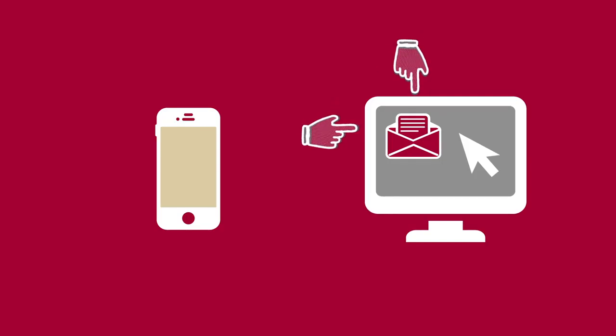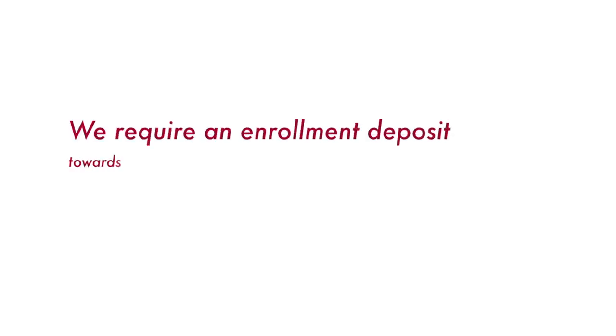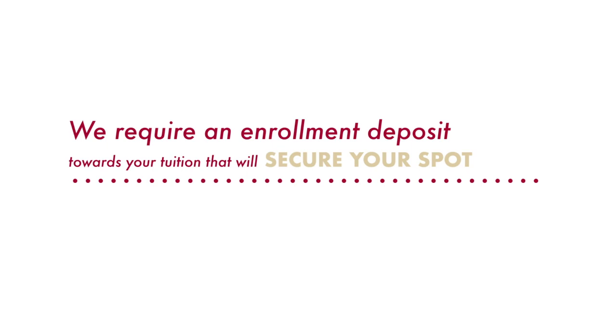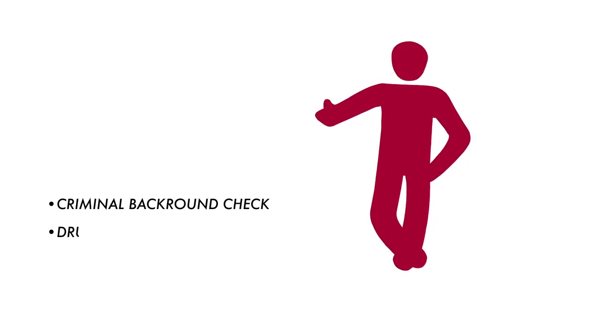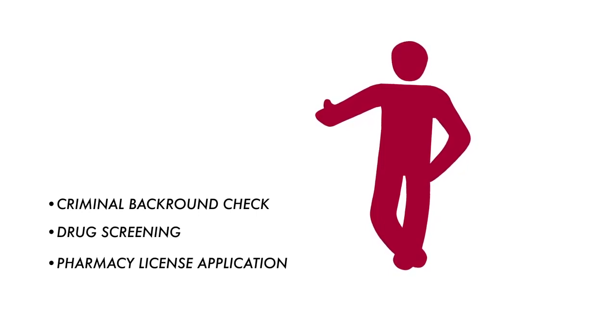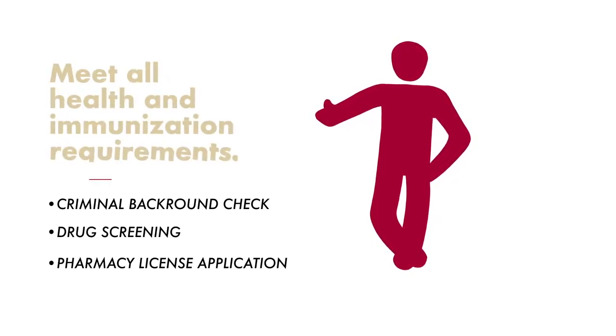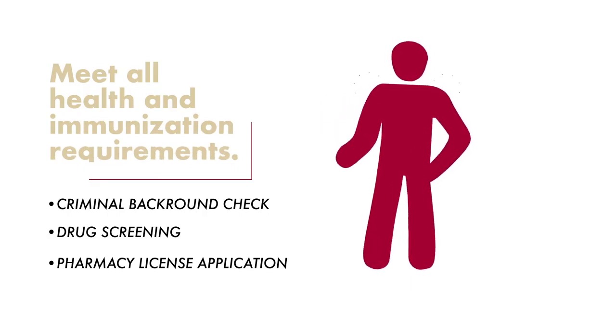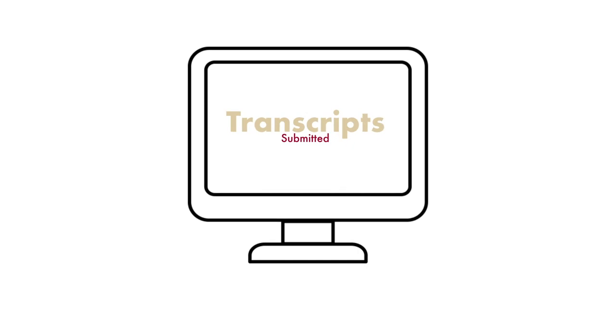If offered admission, we require an enrollment deposit towards your tuition that will secure your spot in the upcoming fall entry term. After you have paid your enrollment deposit, we require completion of a criminal background check, drug screening, and pharmacy intern license application. Additionally, you must meet all health and immunization requirements. You will also need to turn in any final transcripts from any previous courses that were in progress before classes begin in August. By completing this process, you join the extensive Chapman family network and begin your journey to becoming a licensed pharmacist.